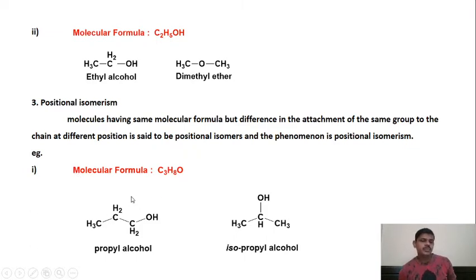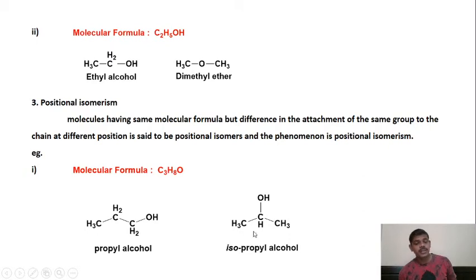Now the molecular formula in the example is C3H8O. Look at the example, propyl alcohol, CH3CH2CH2OH. Count the carbons: 1, 2, 3, so 3 carbons are there. Now the hydrogens: 3 plus 2 is 5, plus 2 is 7, plus 1 is 8, so 8 hydrogens are there and 1 oxygen is also there. So it is obeying the formula C3H8O. This is the example propyl alcohol, CH3CH2CH2OH.